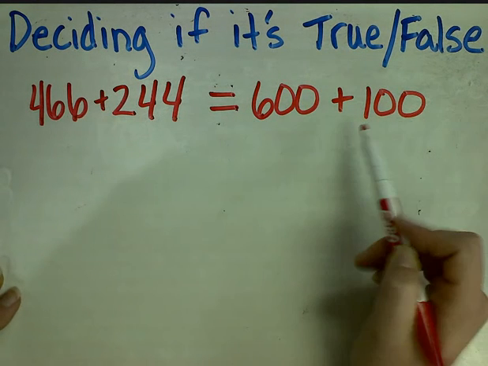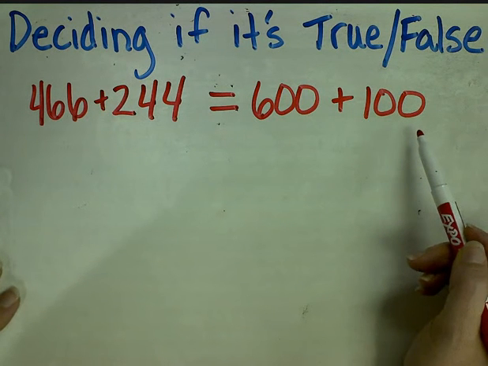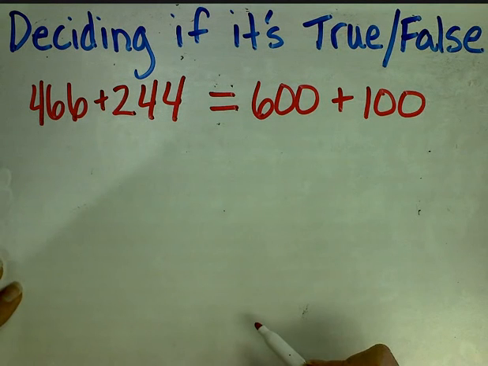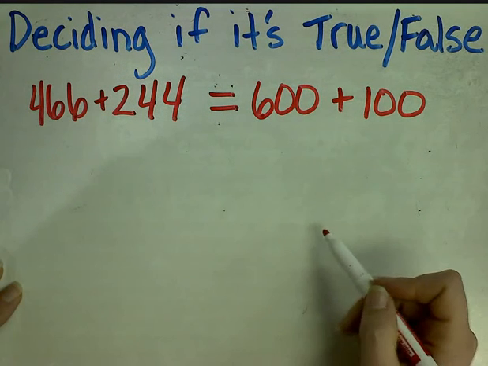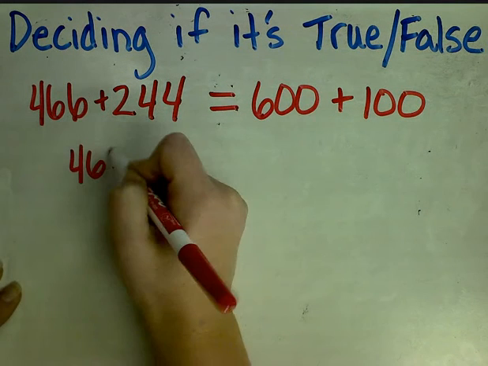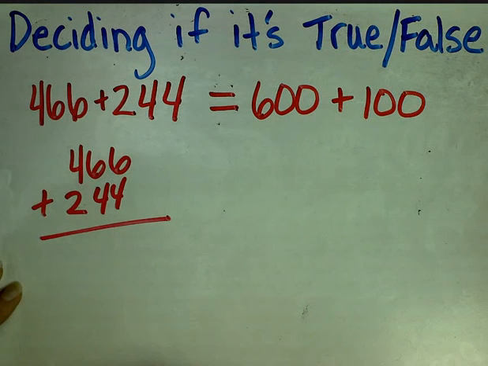And one way that the students can prove if it's true or if it's false is by doing the math and showing us their work so we would know if the answers are equal to each other. That's what I'm going to show you on this first strategy. I'm going to take 466 plus 244 using the vertical method, and students may choose to use a number bond or number discs to add this together.